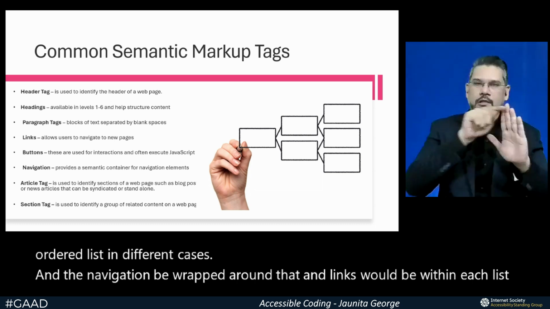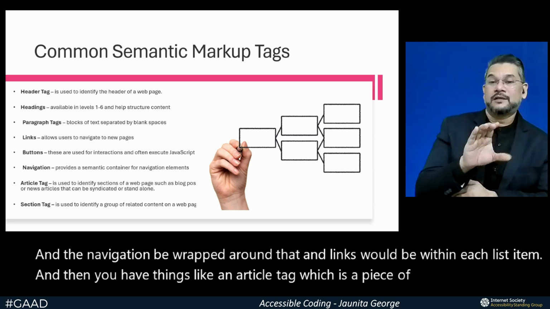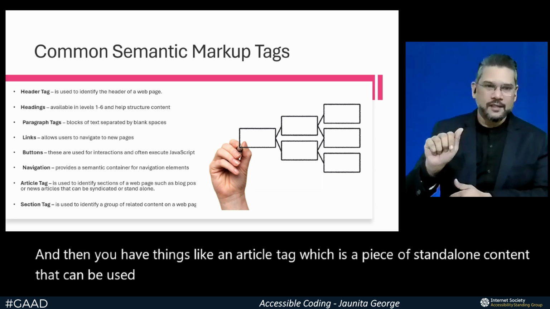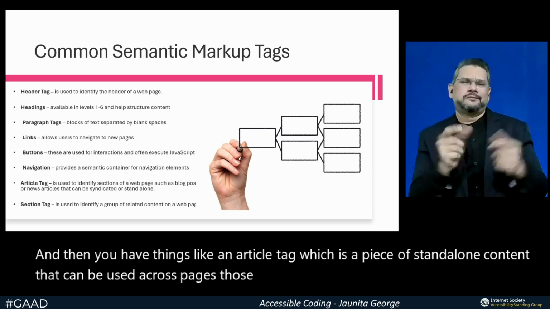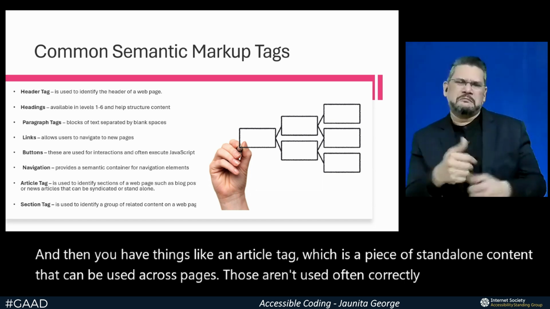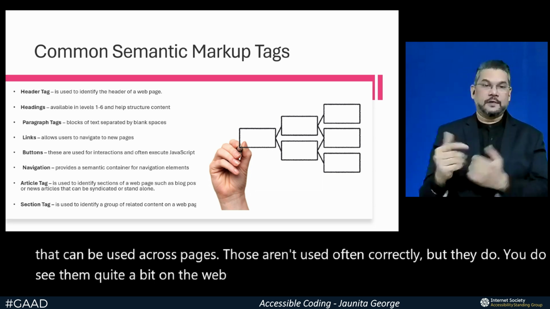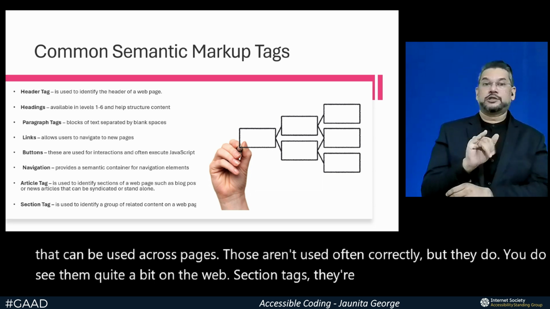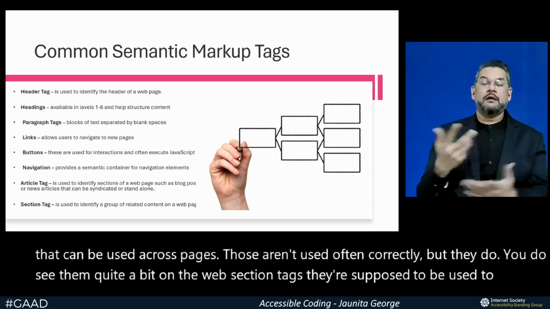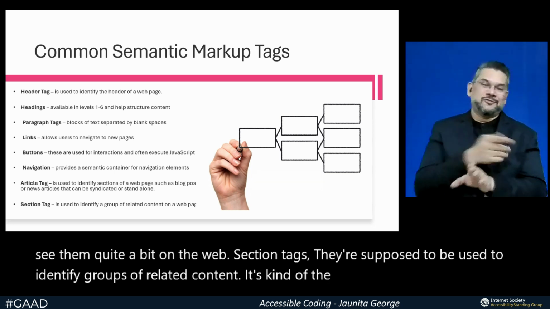And then you have things like an article tag, which is a piece of standalone content that can be used across pages. Those aren't used often correctly, but they do. You do see them quite a bit on the web. Section tags are supposed to be used to identify groups of related content. It's kind of the semantic version of a div.